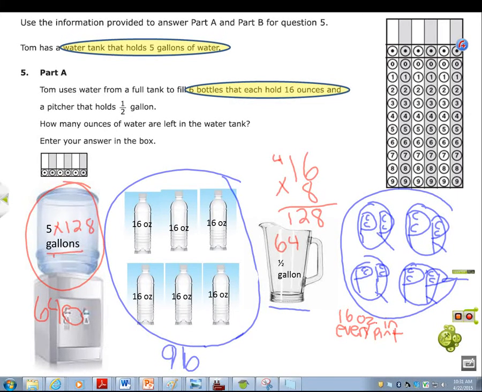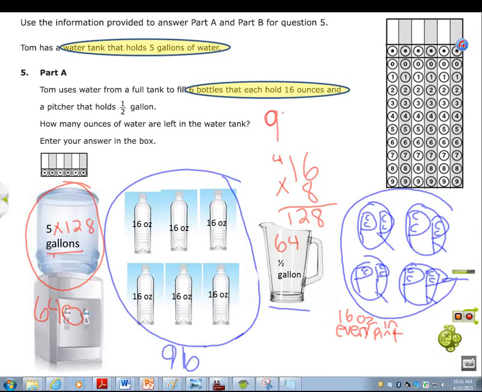So would we, Mr. Canada, would we ignore the 5 gallons, because this is how much we're taking out, the bottles and the half gallon? So would we do this plus this? Yes. Divided by that? Not divided. So this plus this, and that's how much water he took away. Oh, okay, so we would do 96 plus 64. And we already know that's 160.